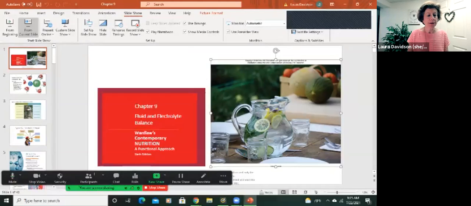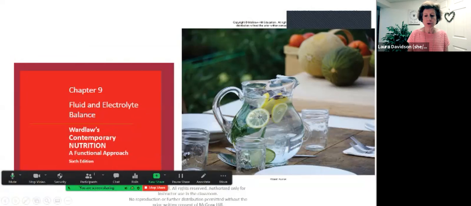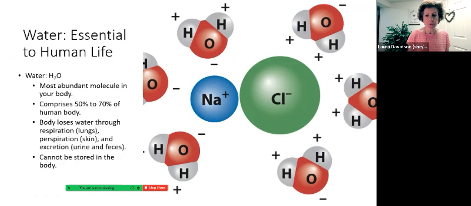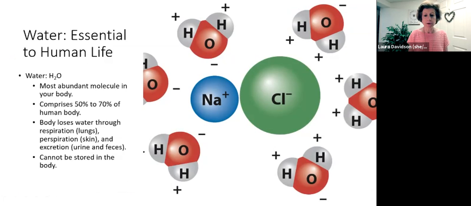And Chapter 9 covers fluid and electrolyte balance, and we'll start with water. Water makes up around 2/3 of our body weight. It is the most abundant molecule in our body, and some would consider it the most essential of the nutrients because without water, we would perish within a few days to a week, where it takes much longer for the other nutrients.